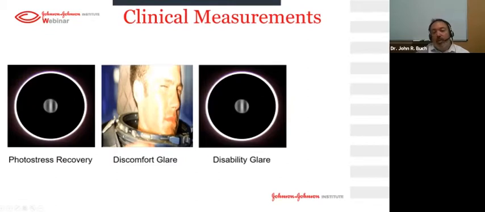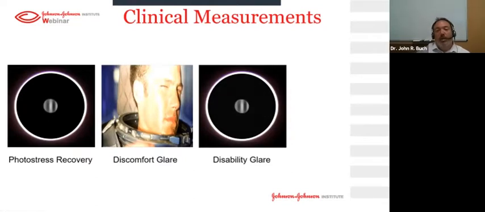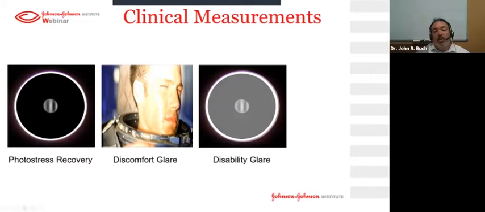A third measurement that we get from that instrument is called disability glare. And it looks similar. Subjects are still instructed to look at the central grating, but there is this dark surround. And in this test, the light around it is actually increased, and it keeps increasing until you can no longer see that central target. And the amount of light that's required to obscure that central target is recorded, and that's the intensity of light that's needed to disable your vision.